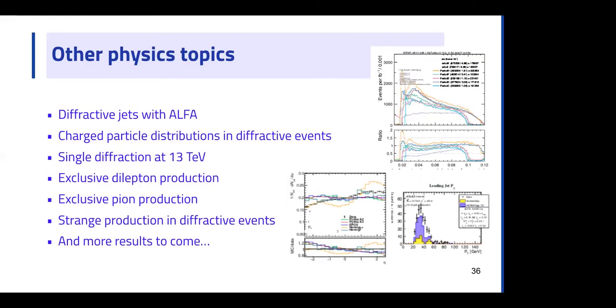So in the diffractive area, there are still a lot of physics results in the pipeline that we will see in the near future. We have the studies of diffractive jets with ALFA, charged particle distributions, single diffraction at 13 TeV, exclusive dilepton production, exclusive pion production, strange particle production in diffractive events, and more results to come. So if you're interested in this kind of physics studies, you can stay tuned, or if you are really interested, you can come and work with us on some of these topics.